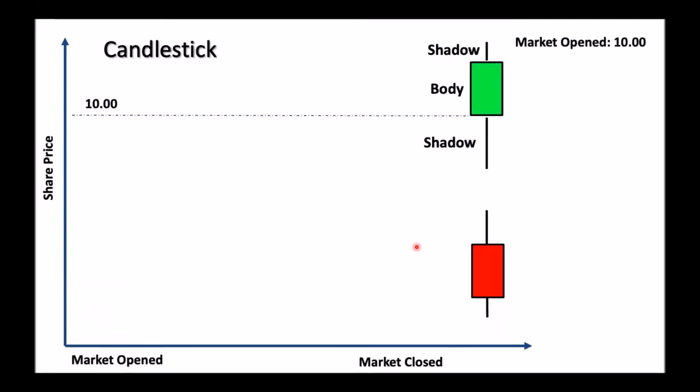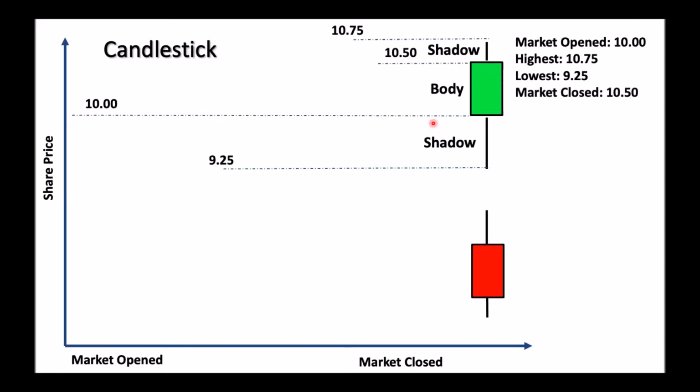Basically, what it means is that the price starts at market open at 10 ringgit. Then after that, it goes to a high of 10.75. Then it may go down or up in the middle, and it goes to a lowest of 9.25. And at the end, at 5 o'clock or 5:30, it closes at 10.50. So you get this type of candlestick form.